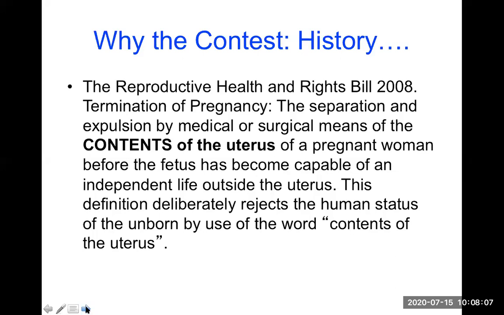So the separation or expulsion by medical surgical means of the contents of the uterus of a pregnant woman before the fetus has become capable of an independent life outside the uterus. Now, this definition deliberately rejects the human status of the unborn by the use of the words contents of the uterus, okay, which can be emptied.